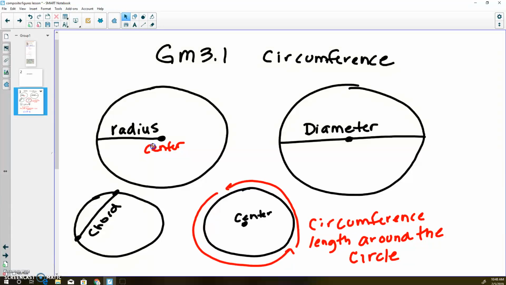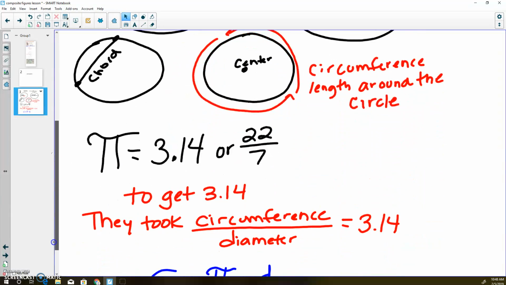Correct? So then you have to learn about this thing called pi. Everybody's heard about pi, but what is pi? Pi, we write it as 3.14, or if you write it as a fraction, you write it as 22 over 7. To get pi, all he did was take the circumference of a circle and divide it by the diameter. So he took the length around the circle and divided it by the diameter and got 3.14.